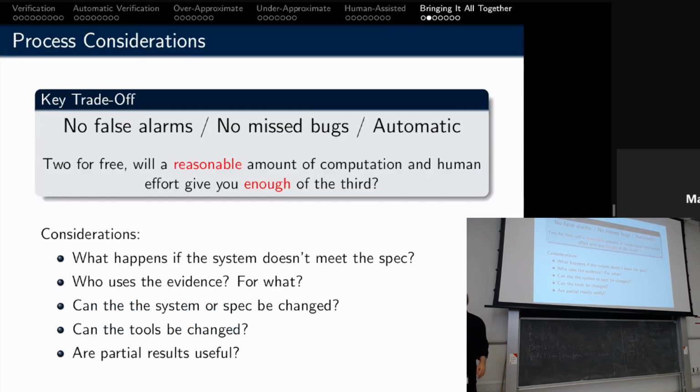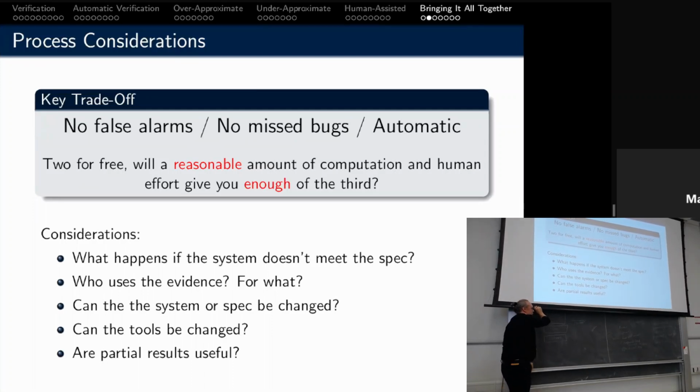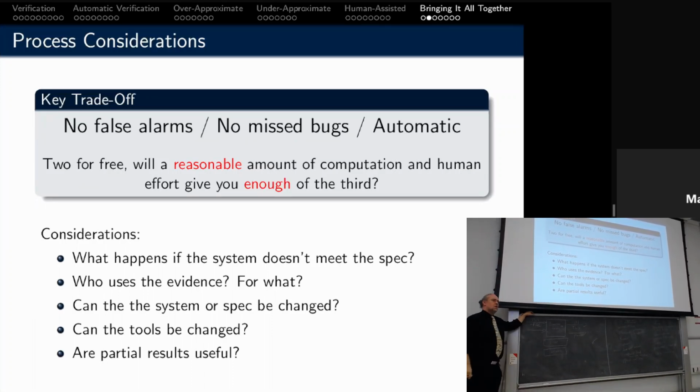So, process considerations. You pick two of them. The thing you are saying to your project manager, the people who are giving you, if we're back in this world, what they're giving you £1 million a year to do is provide enough of the third one. And they expect you to make a reasonable effort. £1 million a year is a reasonable effort.